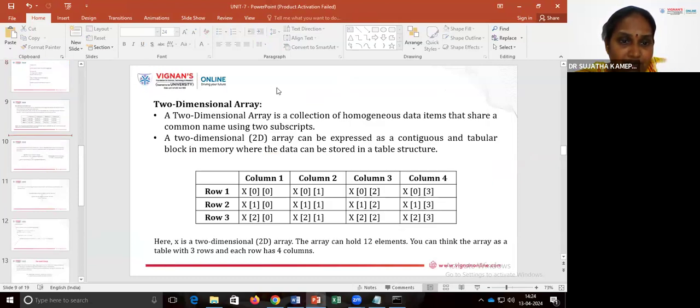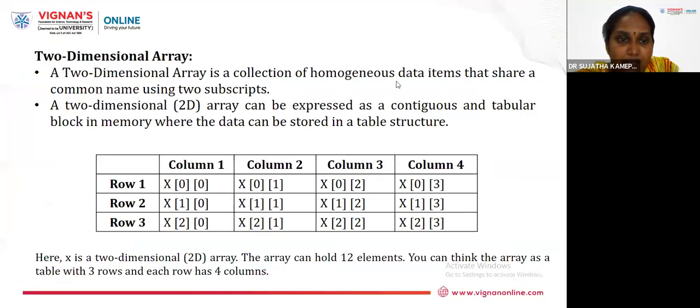Right. Next you can see the two-dimensional array. Now here you can see a two-dimensional array is a collection of homogeneous data items that share a common name using two subscripts. Here, suppose for example, I want to represent temperature in a two-dimensional array. How can I represent it in two dimensions? Like this, I can represent.